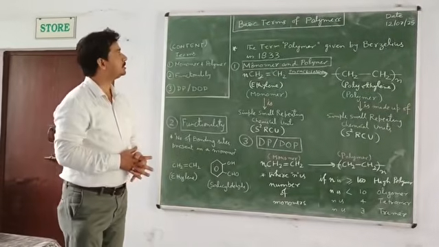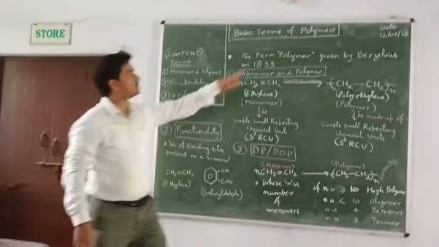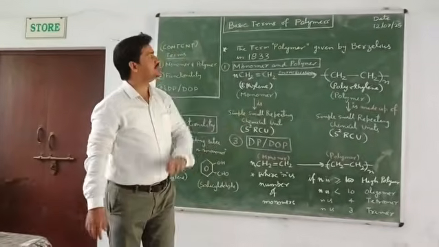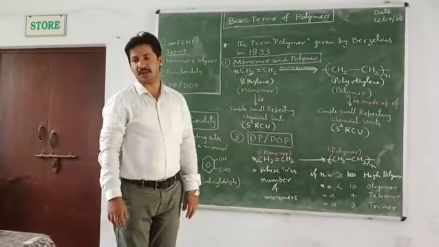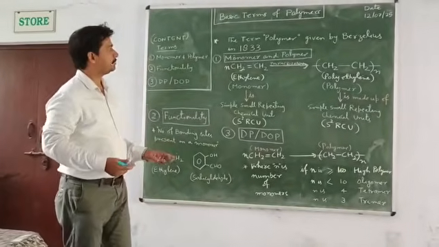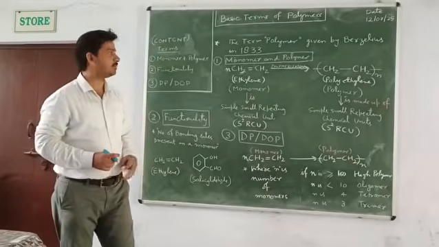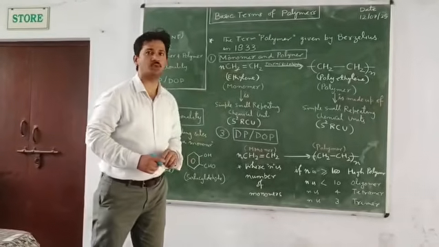Today I am going to discuss basic terms of polymers. The term polymer was given by Berzelius in 1833 and the term polymer may be explained by various means, but here I am going to introduce what is a polymer and what is a monomer.